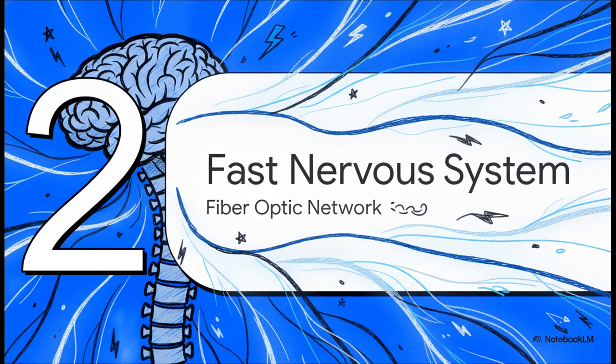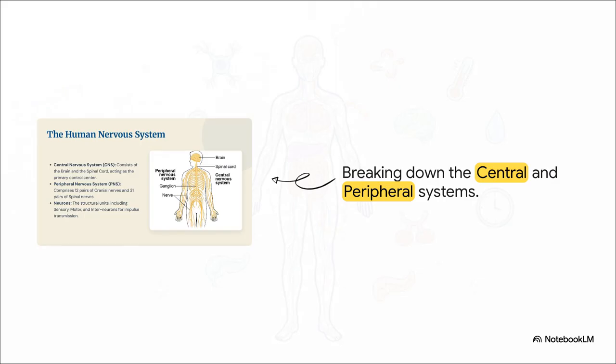Moving right along to Section 2, the fast nervous system, the body's fiber optic network. I absolutely love this part because I like to think of this network as the body's high-speed fiber optics. The human nervous system is broken down into two main parts. First, you have the central nervous system, or the CNS, which is your brain and your spinal cord. This is the primary control center.